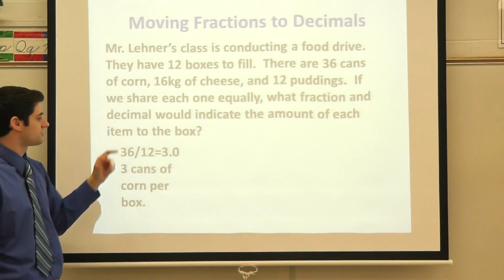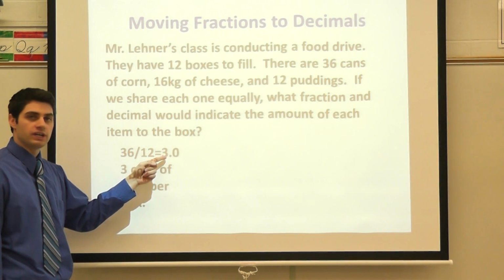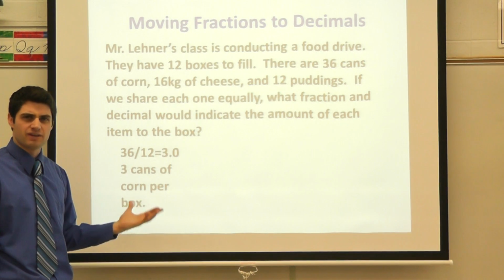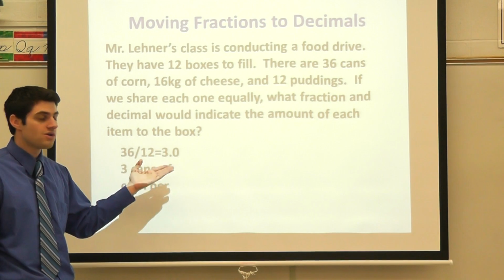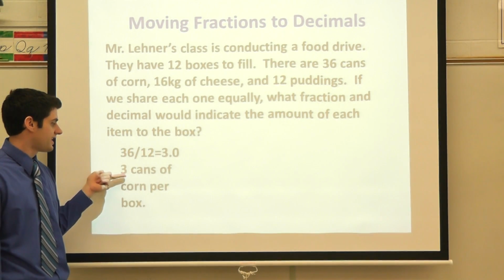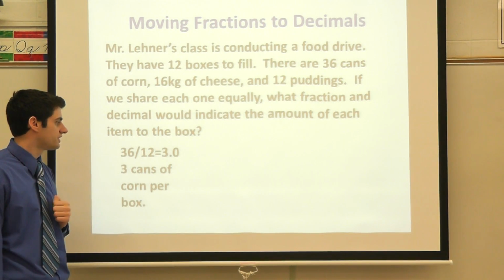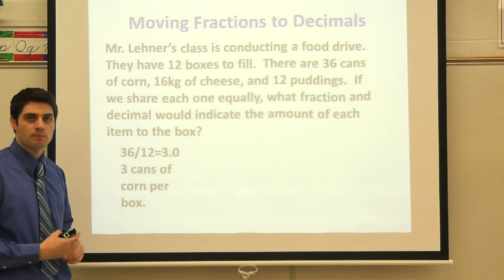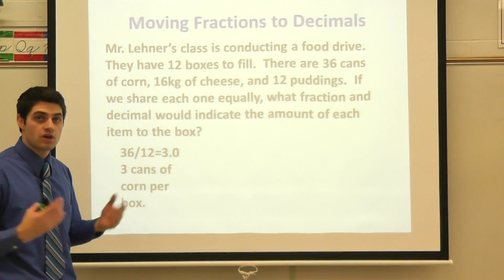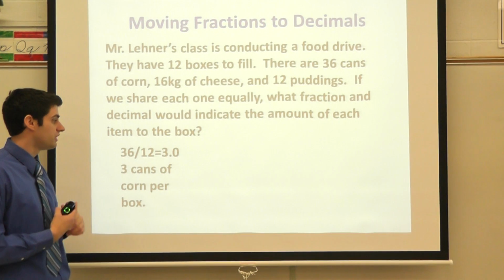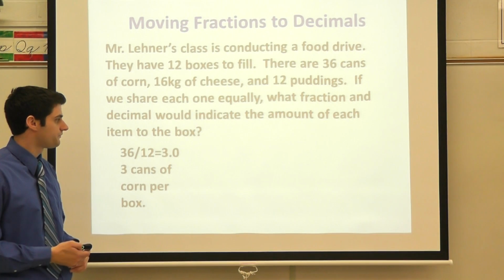If I have 36 cans of corn, I'm going to divide that by 12. If I divide it by 12, it gives me 3, or 3.0. Think of it like money. If you had $3, it'd be 3.00 or 3.0. So there's your decimal. I know that stands for 3 cans of corn per box. My fraction was 36 over 12. That's okay that it's an improper fraction, because when I divide my improper fraction, it's going to give me a whole number, or if I want to make it a decimal, 3.0. So in each one of my boxes, I can fit 3 cans of corn.